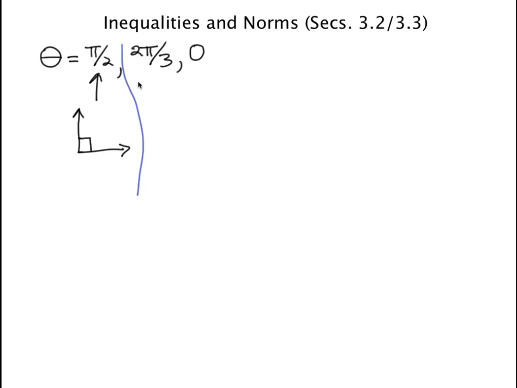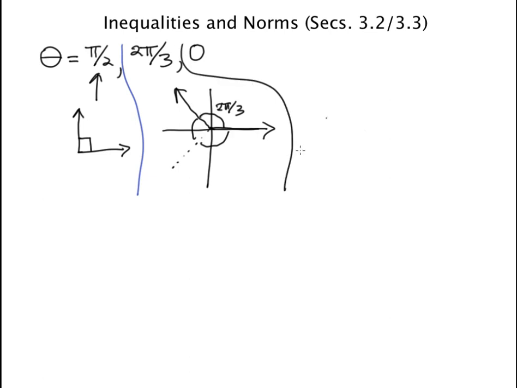And 2 pi over 3, what does that look like? If you think about it, if this is one vector, then 2 pi over 3 is, you divide the circle up into 3 equal parts. That's the two vectors there. And then, of course, this last one is just where the two vectors are equal.